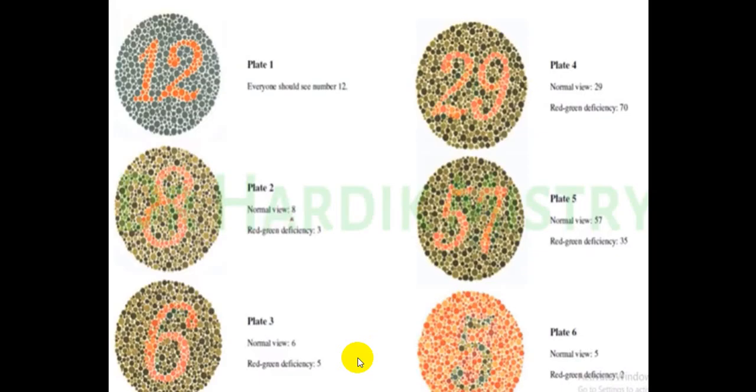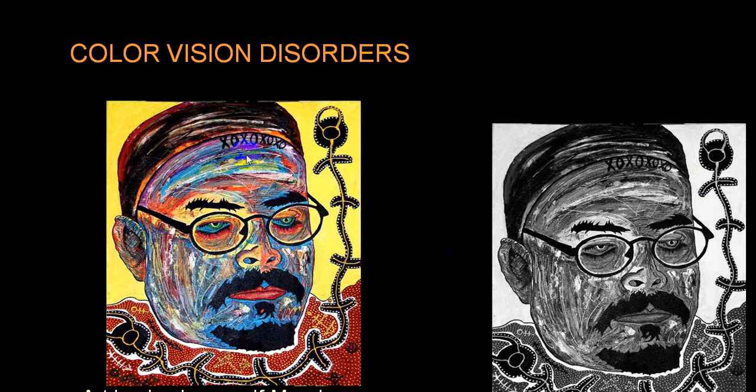So the person is supposed to identify. Say here it is 12, 8, 6, 29, 57, and this is 6. So you will have to identify those different letters that are being written. So here it is 5. Such paintings are given and the person is supposed to identify the color. The person who has color vision disturbance will see black and white instead of color. So try to ask that.